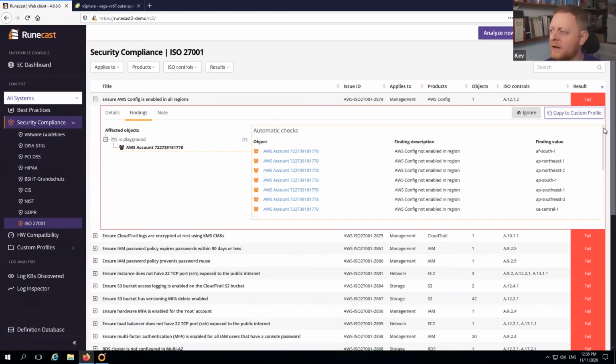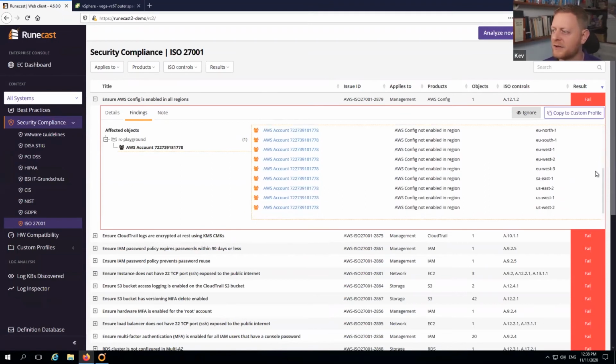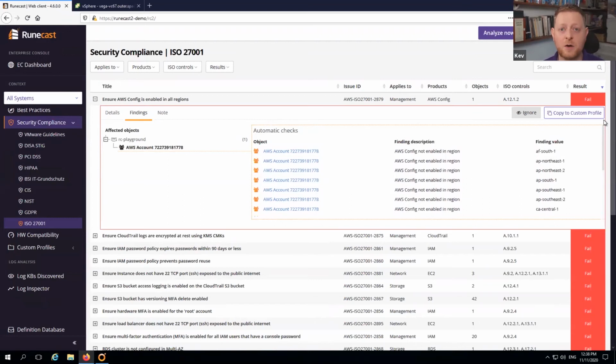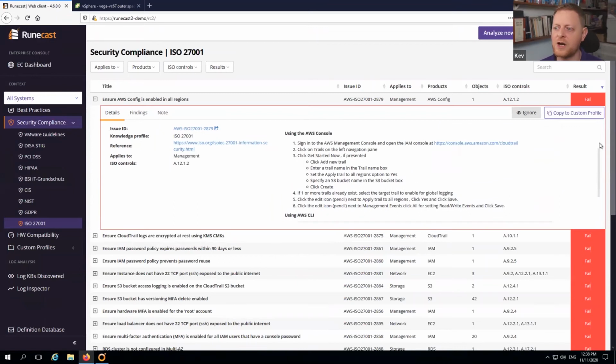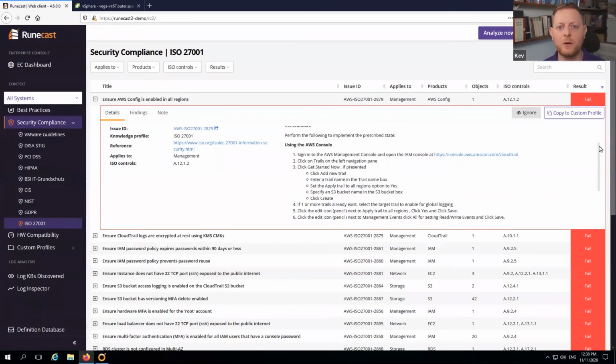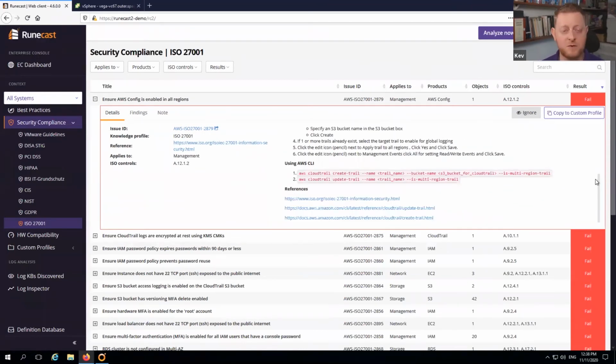If we look down here, we can see all of these different regions: US East 1, US West 1, US West 2, et cetera. AWS Config hasn't been enabled for this account in those regions, so we need to go ahead and enable it. How do we do this? Thankfully, Runecast Analyzer shows you how as well. You can sign into the AWS console and do it all through there, or alternatively you can use the AWS CLI if you prefer the command line. Finally, we provide you with the documentation here as well.